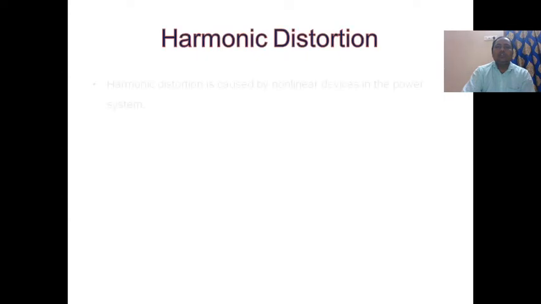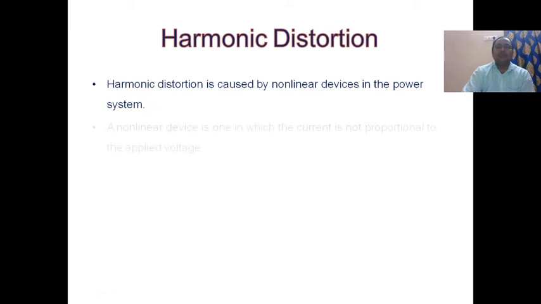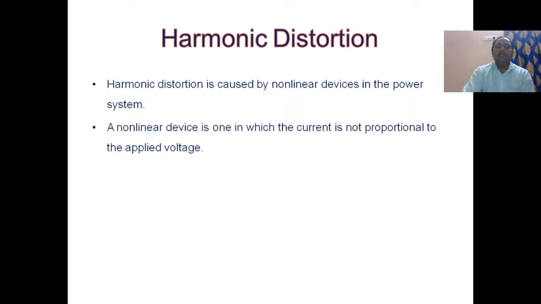So, what is meant by harmonic distortion? Harmonic distortion is caused by non-linear devices. Which are the non-linear devices? Diodes, thyristors, and GTOs are non-linear devices in the power system. The main cause of harmonic distortion is a non-linear load. A non-linear device is one in which the current is not proportional to the applied voltage.